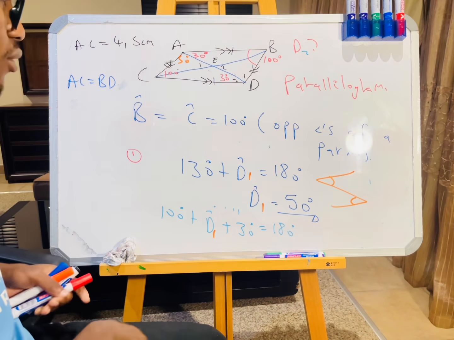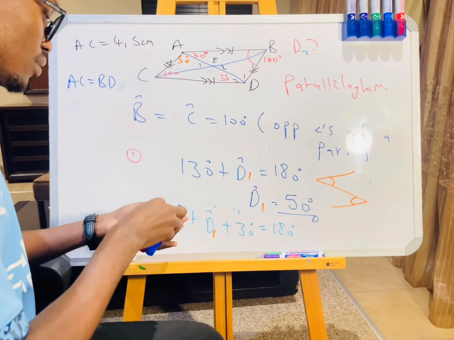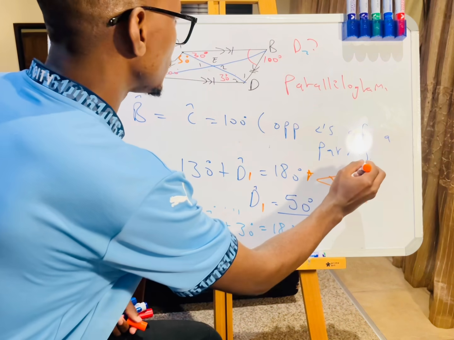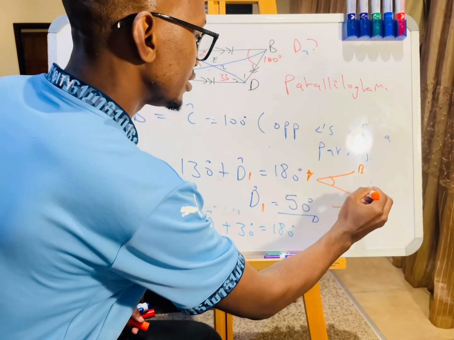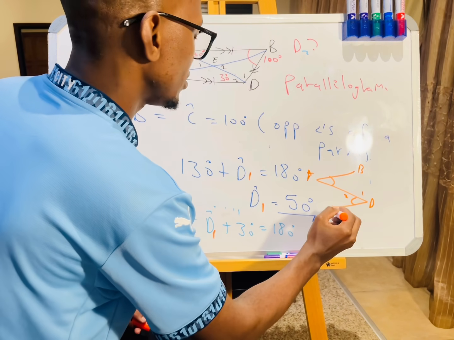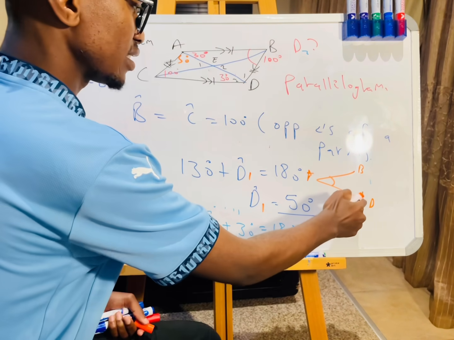So we're looking for D1, which is that 50 degrees. I'm sorry, guys. Because if you look at the Z, it's your A, your B, and your D1 is here. Here it's D2. And then here it's your C. So we got this guy, D2.